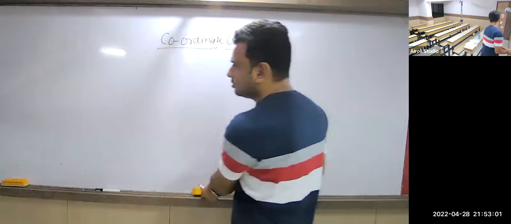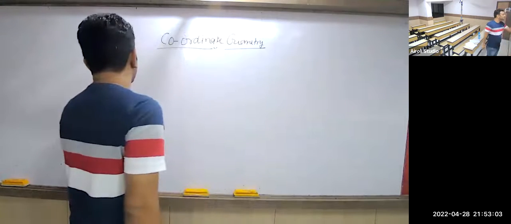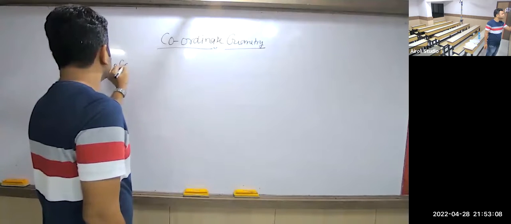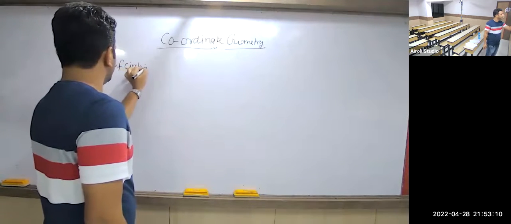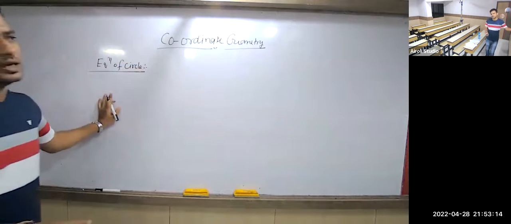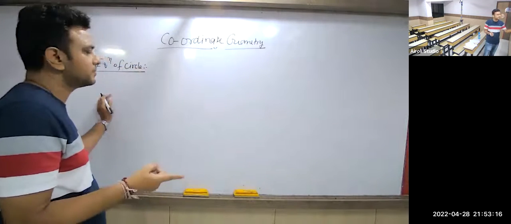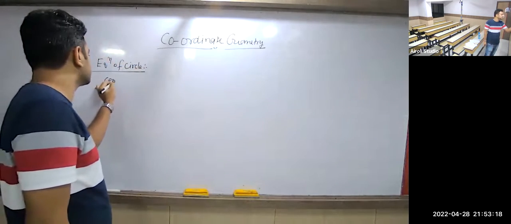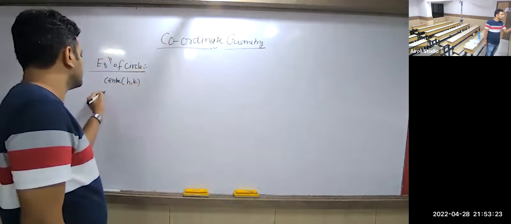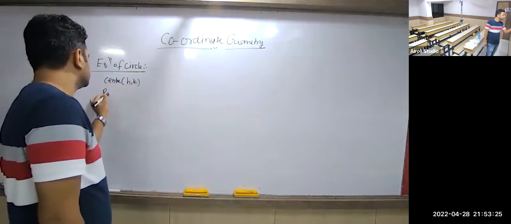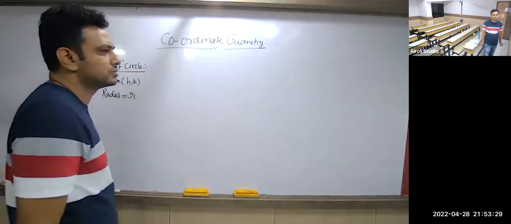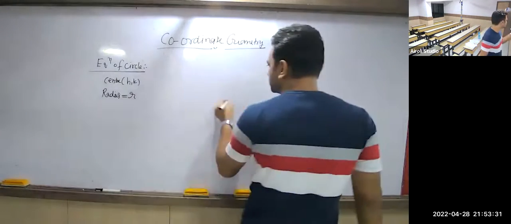Okay, so now if I'm asking for the equation of a circle, we know a circle has two properties: its center and its radius. Let's say its center is given as (h, k) or (a, b), and its radius is given as r. So what will be the equation of the circle?